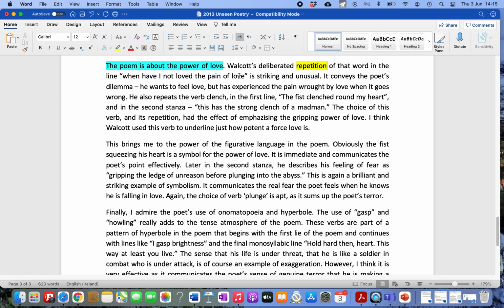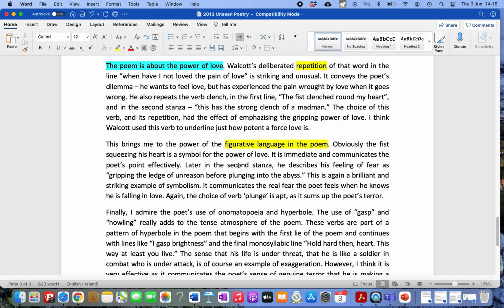Now you're going to move to a separate point, so you use a separate paragraph. Remember that rule? Separate point, separate paragraph. "This brings me to the power of the figurative language in the poem." Again, a lovely topic sentence that's relevant to the question, obeying the OR rule of the RIC rules. The OR rule is be relevant. "Obviously, the fist squeezing his heart is a symbol of the power of love. It is immediate." Again, in your opinion, it's immediate. You're discussing it, and "communicates the poet's point effectively." There you are discussing it.